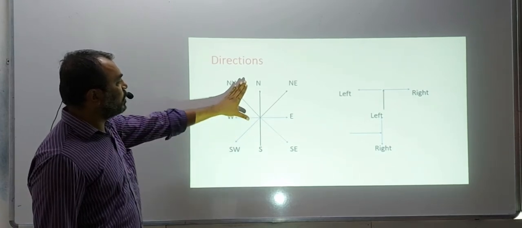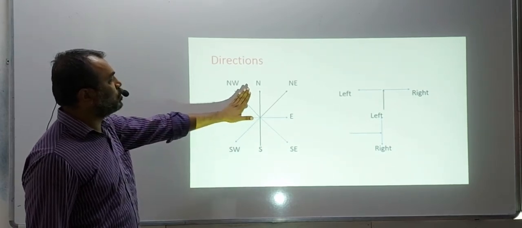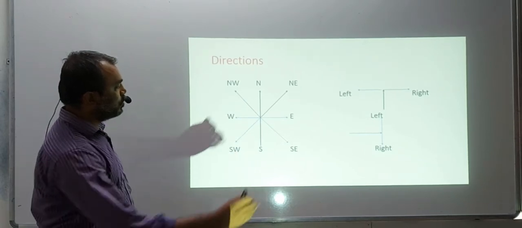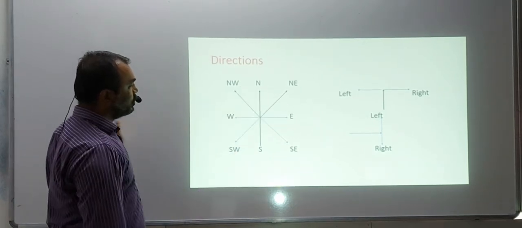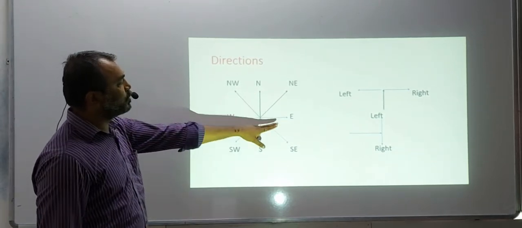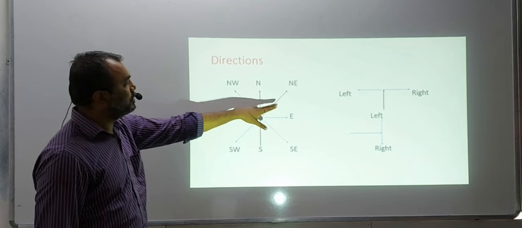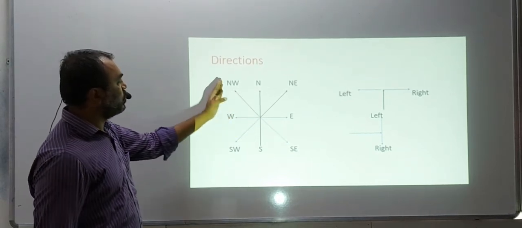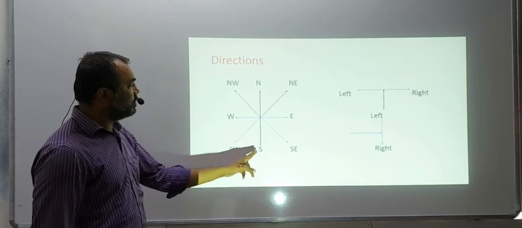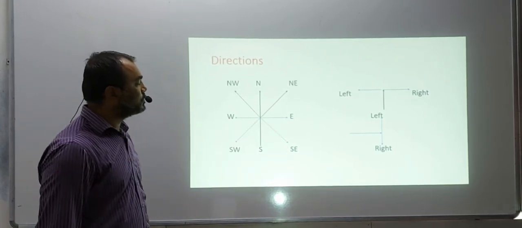The north is taken upwards. So, once you fix your north, then opposite to north is the south. On the right hand we have the east, on the left hand we have the west. And then the direction between north and east is called the northeast. Between north and west is the northwest. Between south and west is the southwest. And between south and east is the southeast.